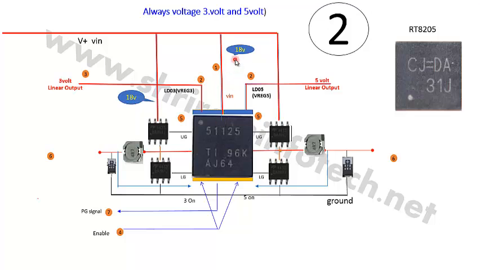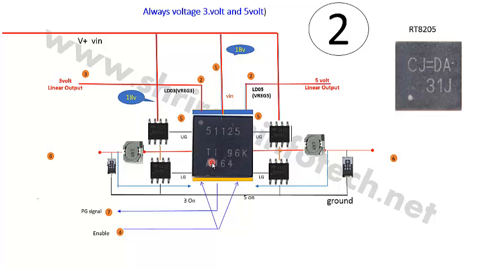The first step is VIN pin should get 18 volt. Step 2 is VRG3 pin will get a 3 volt and VRG5 pin will get a 5 volt linear output. Now I already told you this chip has a total of 4 departments, 2 linear regulators and 2 buck converters.